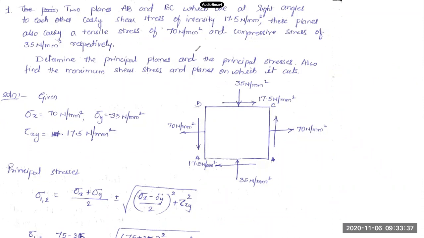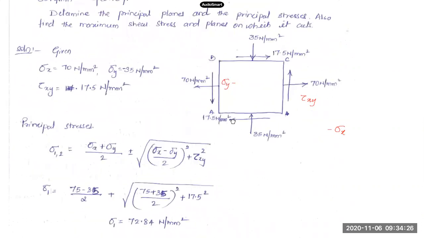So the stresses acting on the faces of the element are given to us: tau xy is 17.5 newton per mm square, sigma x is 70 newton per mm square, and sigma y is 35 newton per mm square. With this, you have to find the principal planes and the principal stresses, and also the maximum shear stress. What you need to do is consider the general state of stress. First, draw this state of stress on the element. Whatever applied stresses are given, first represent them with this diagram. Then use the expression for principal stresses.